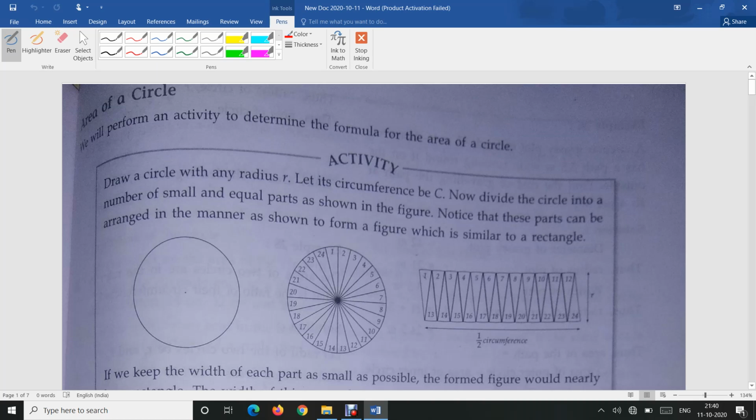You know about the area. If this is a circle, then if we are talking about the boundaries, that means this portion, if we are talking about the boundaries of any object, that means we are talking about the perimeter. But if we are talking about the entire space of any object or any figure, then this is called area. So this is the difference between perimeter and area, and today we will learn about the area of a circle.